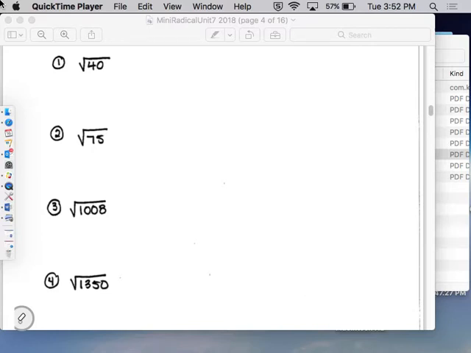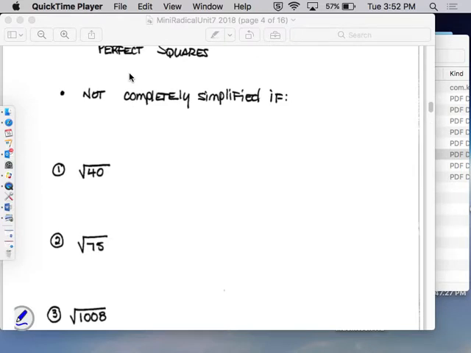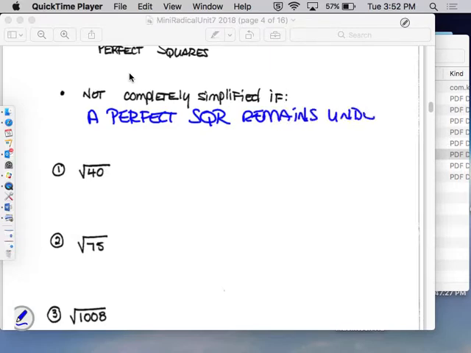This video will be a brief introduction into simplifying non-perfect squares. So when you're simplifying radicals, it's not completely simplified if a perfect square remains under the radical. So in order for it to be completely simplified, you can't have any perfect squares remaining under the radical. So an example like the square root of 40.